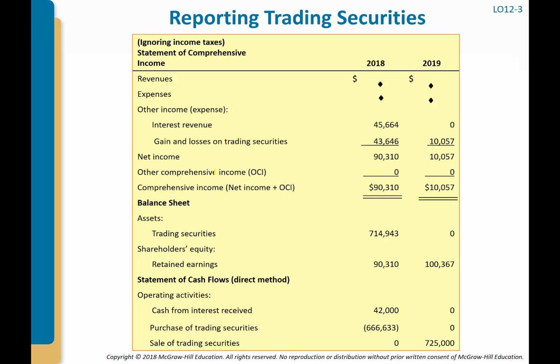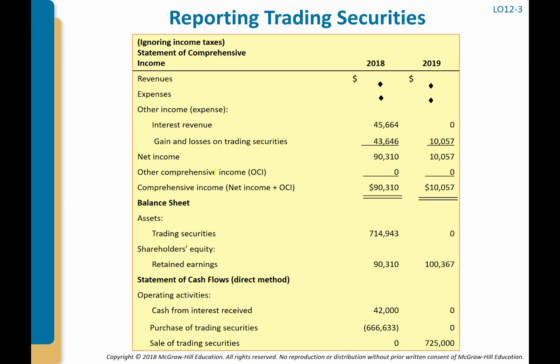Okay, good. Come over and you can see the impact on the financial statements. We had the interest revenue. We had the increase in the fair value for that first year. Remember the 43,646 when we wrote it up right here, guys? Both of those hit the income statement for a trading security. That had its impact on net income. And then on the balance sheet, the security is now showing at 714,943, just like I have written on the board. Our retained earnings has gone up as a result of that net income.